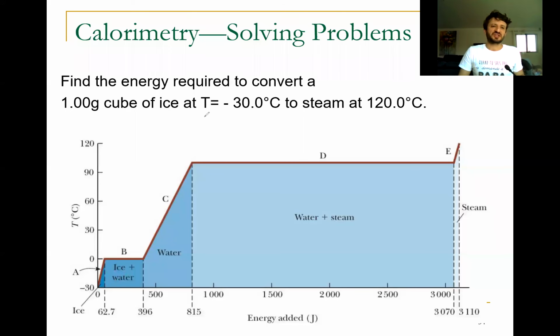One application to the calorimetry. Here, I want to find the total energy required to convert 1 gram of ice initially at T equals -30 to steam, to gas, at T equals 120.